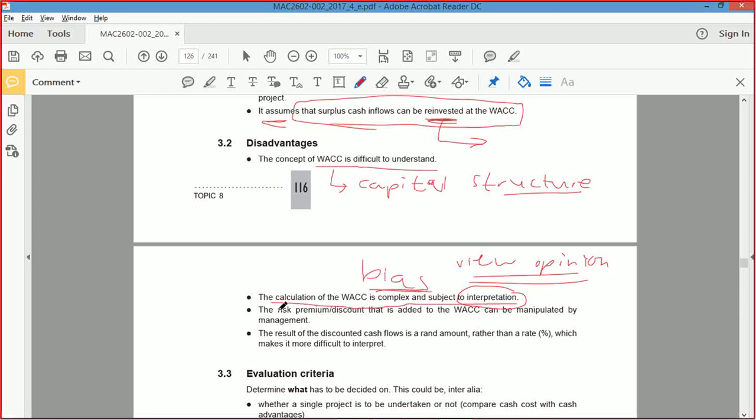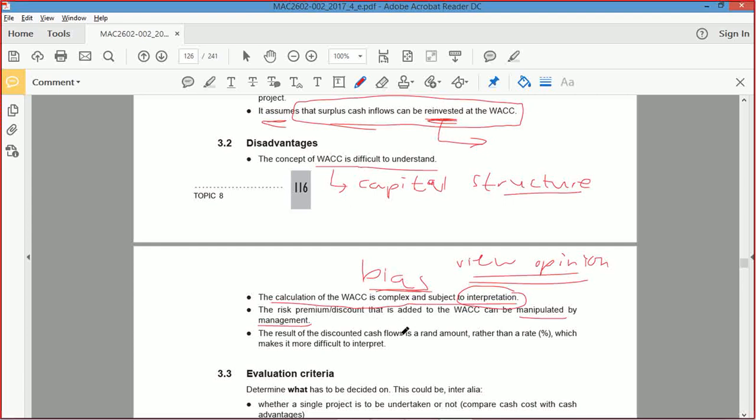It's possible. Right, the risk premium or discount that is added to the WACC can be manipulated by management. Okay, because remember, who makes the decisions? Management. So if management has a very negative view, they would view things very negatively. So they might say, well, let's add risk to this particular calculation, or let's not add risk to this calculation, depending. Okay, so again, it's looking at bias. Right, calculations can be manipulated to some extent, in order to provide a specific view, okay, or to get a specific decision.